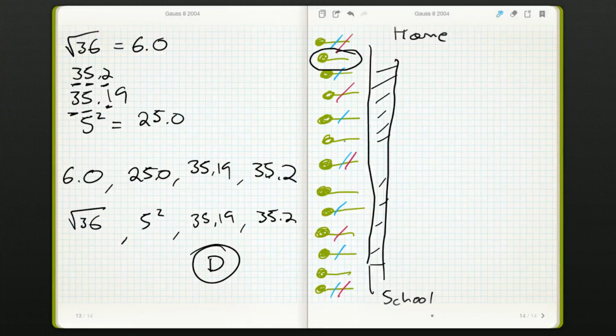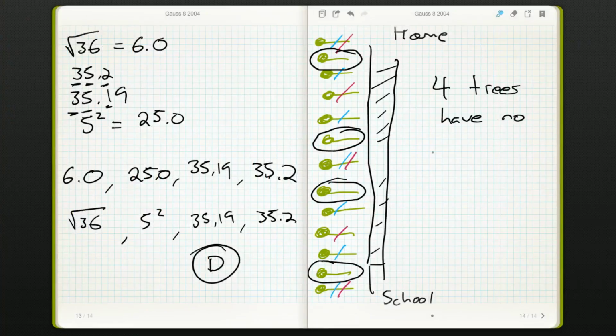So we just need to count up how many trees do not have a mark. This one doesn't have a mark. This one doesn't have a mark. This one doesn't have a mark, and this one doesn't have a mark. 4 trees have no mark. Okay.